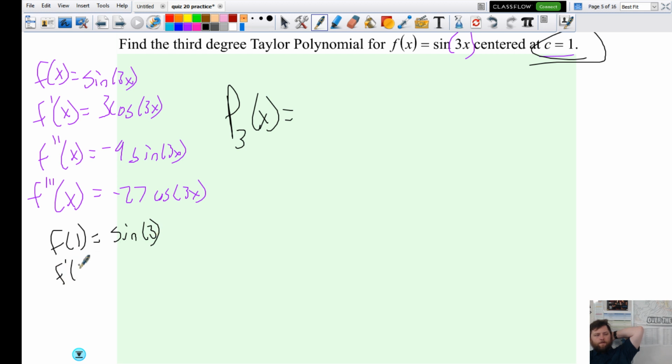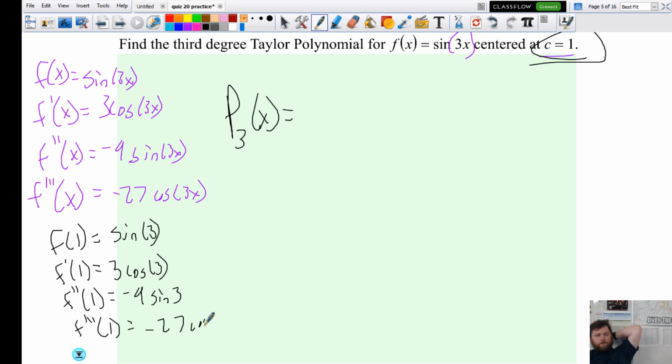Okay, f prime of 1 would be 3 times cosine of 3. Oh, gosh, this is going to be really gross. So this is going to be negative 9 sine of 3. F triple prime of 1 is negative 27 cosine of 3. Oh, whatever. It looks gross.